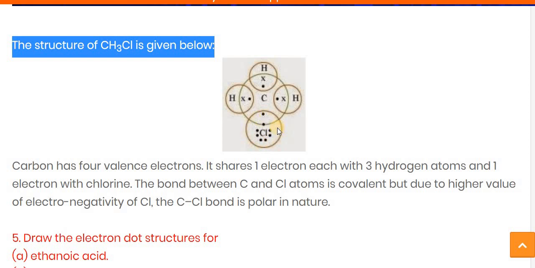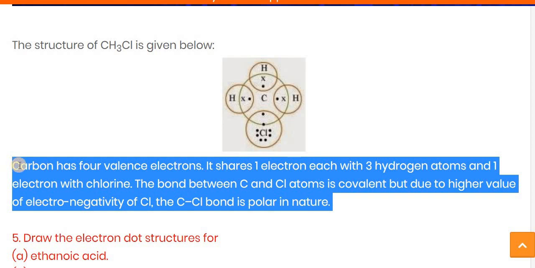So how all these components satisfy their outermost orbit. But here you can see, due to the more electronegative chlorine atom, this structure is polar in nature. It is towards the chlorine atom, meaning the C-Cl bond is polar in nature. Let's see the answer. The carbon has 4 valence electrons. It shares 1 electron each with 3 hydrogen atoms and 1 electron with chlorine. The bond between the C and Cl atom is covalent, but due to the higher electronegativity of chlorine, the C-Cl bond is polar in nature.